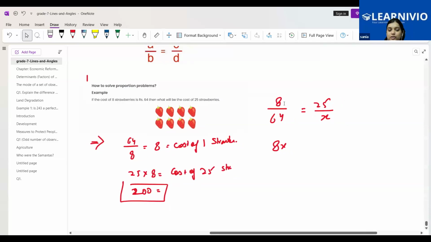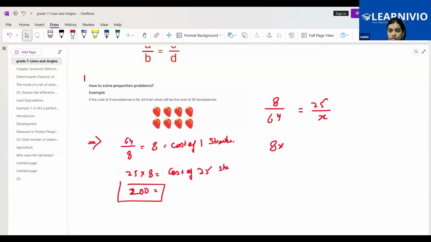Yeah, so I'll just tell you this is the unitary method which Shreya did. Now this is the proportional method. So it's like the cost of 8 strawberries is 64, and 25 strawberries, we don't know what will be the cost of this. See, I hope you are getting it. 8 strawberries are for 64.